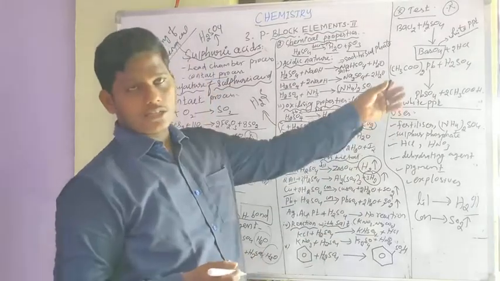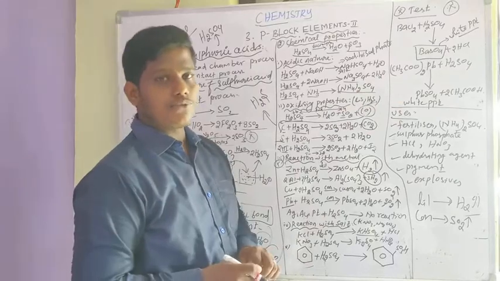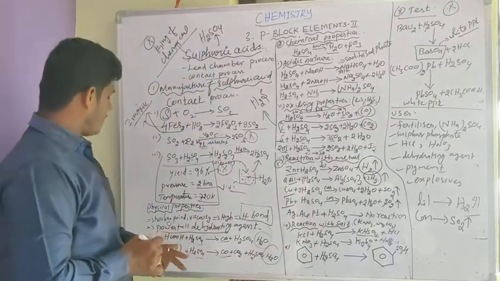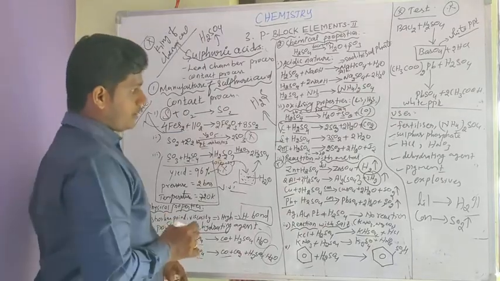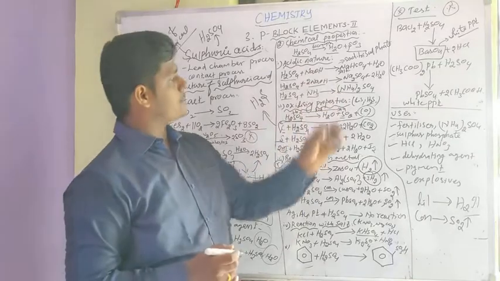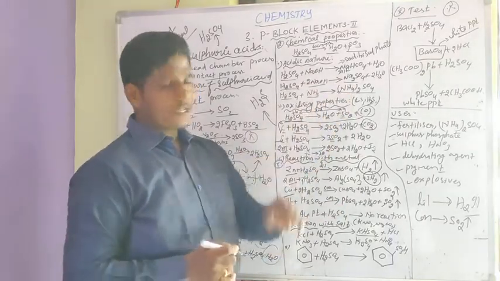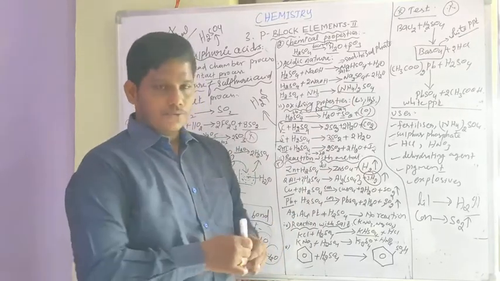Okay, so two more questions. Finally, the uses of sulfuric acid. Some points discussed here: sulfuric acid acts as a dehydrating agent and has oxidizing property, and is used to prepare salts such as sodium bisulfate, sodium ammonium sulfate, sodium sulfate, etc. These are the major uses of sulfuric acid.